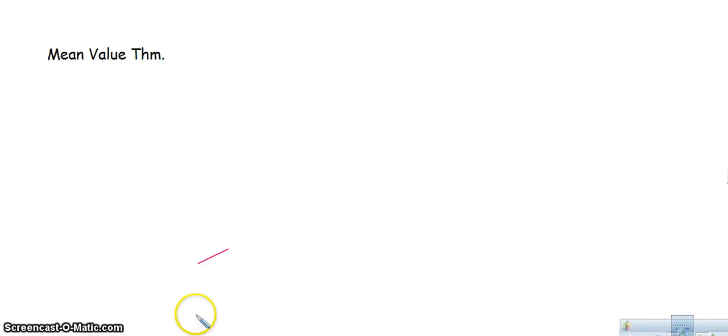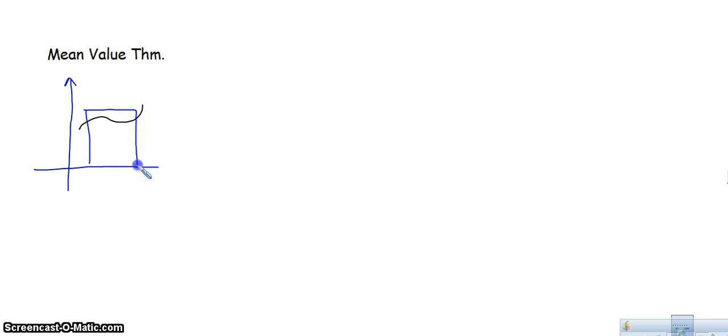All right, this next theorem that we're going to look at is called the mean value theorem. And what it does is if you have a function like this, it finds the average area. So maybe like this, this would be the average area, this blue rectangle. And this average area would be the same as the area under the curve.